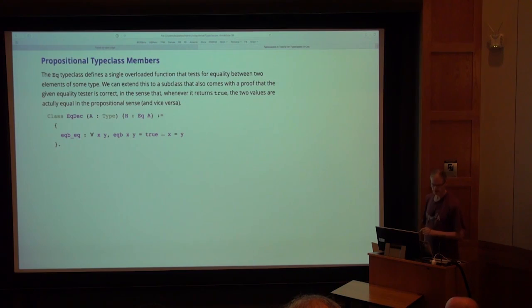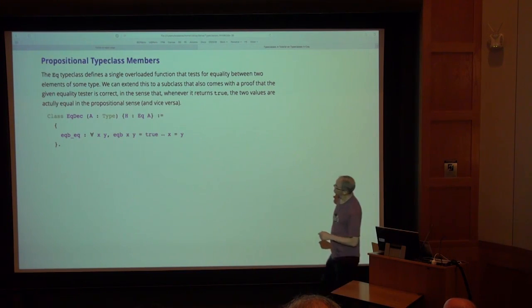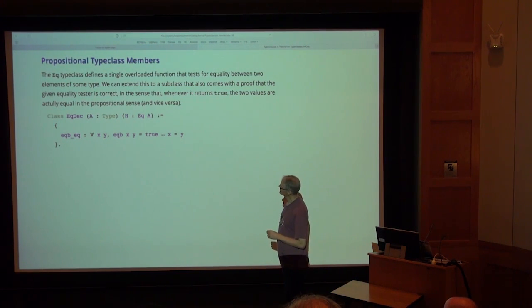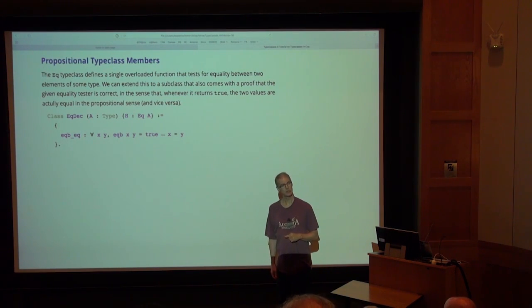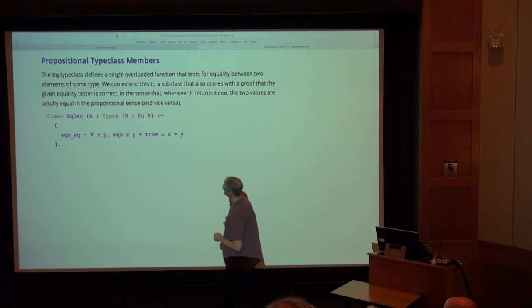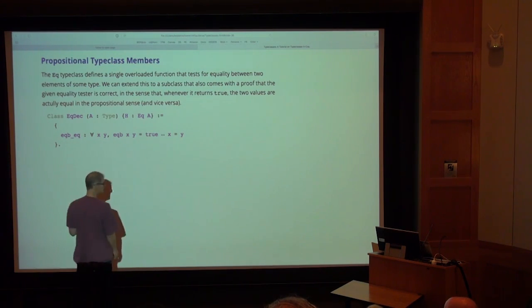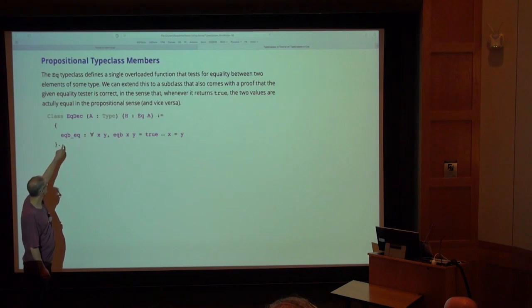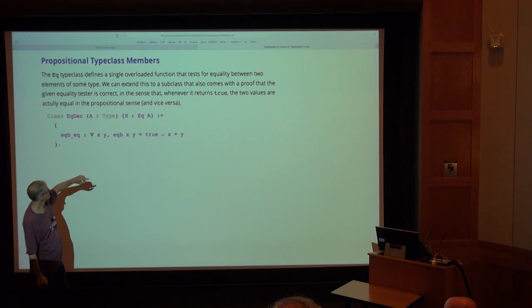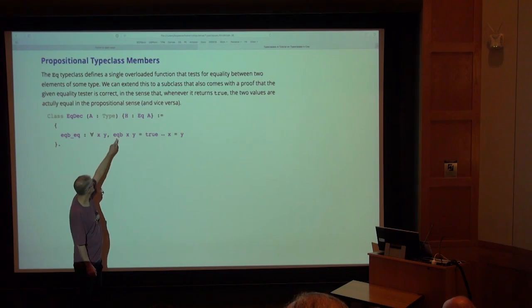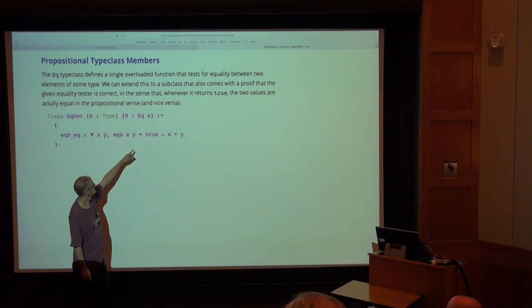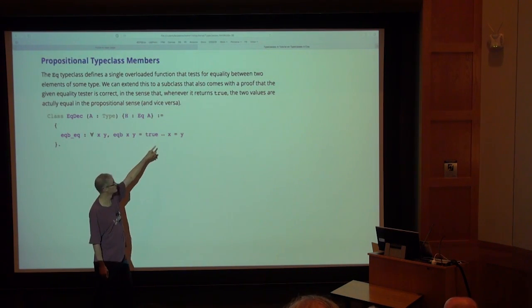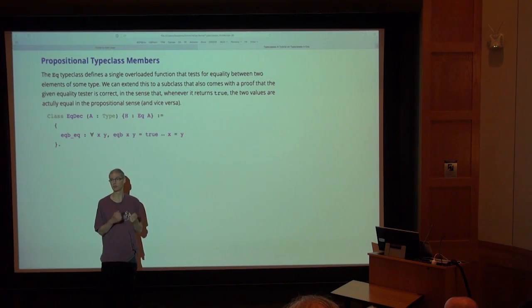But let me give you a taste. So let's have a subclass of Eq called EqDec. And so besides the eq method, an EqDec instance is going to have a method called eqb_eq, which asserts that the equality method returns true exactly when its arguments are equal.